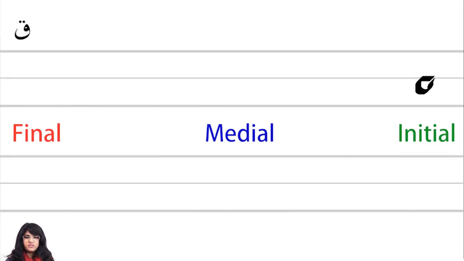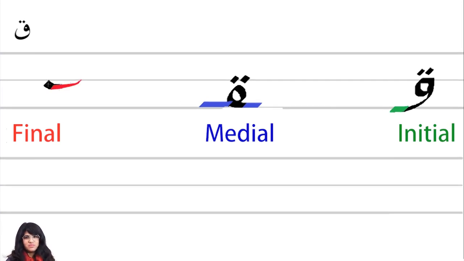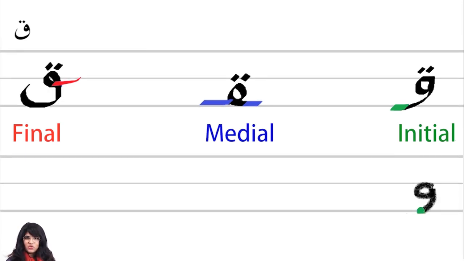Next, we have qaf. You start with your circle. You make your connecting mark and 2 dots on top. And the same as fe, make your connector from the right, make it into the loop, and your connector from the left. Add 2 dots. And for the final position, at the end of the word, connector from the right, make your circle and your body, and 2 dots on the top.